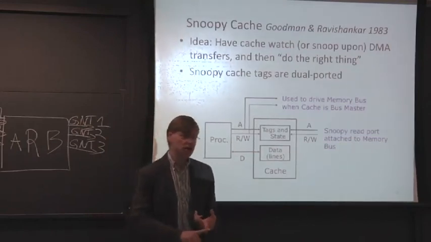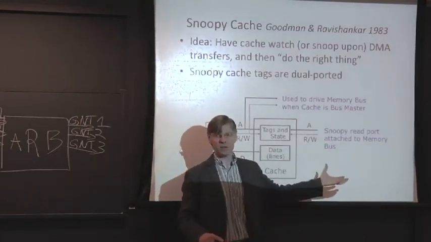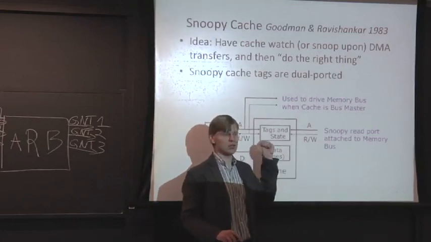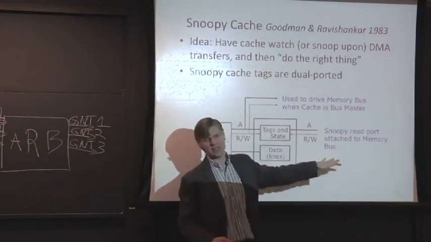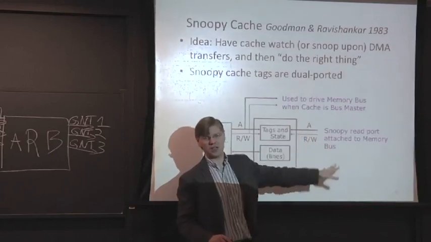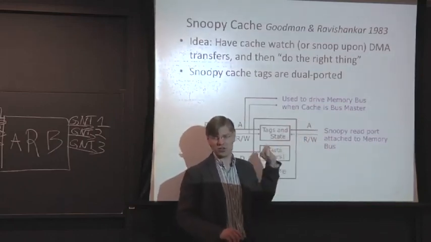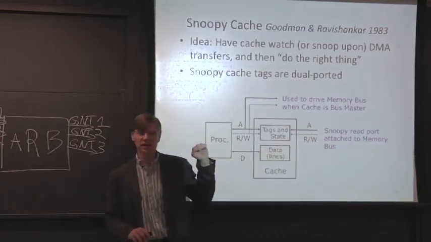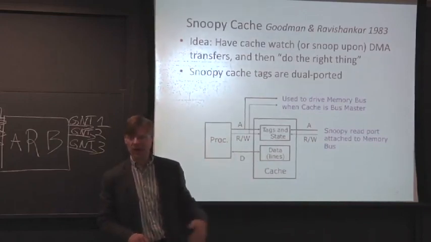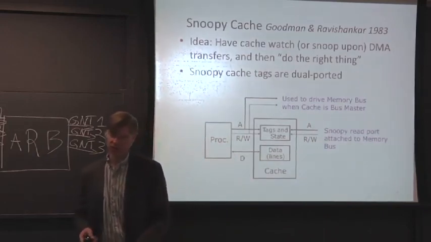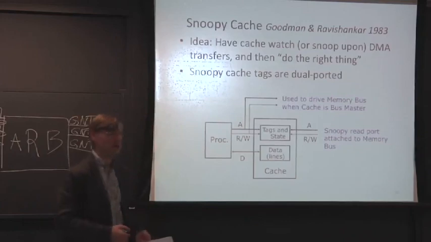So that might include removing the data from its own cache. That might include it sending the data across the bus and telling the other entity, the other processor, or DMA engine that's trying to read the data, to wait a little bit. And we're going to look at that over the next few slides, at what different things can be done there.